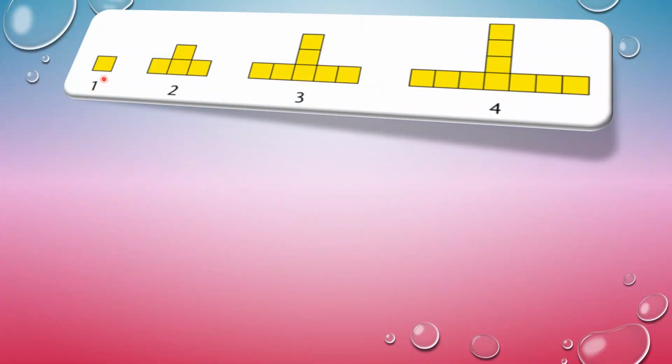In example 1 you can see in the first pattern there is 1 block, in the second pattern there are 4 blocks, in the third pattern there are 7 blocks, in the fourth pattern there are 10 blocks. So this means there is an addition of 3 and the common difference here is plus 3.